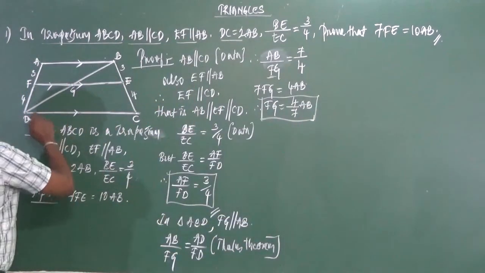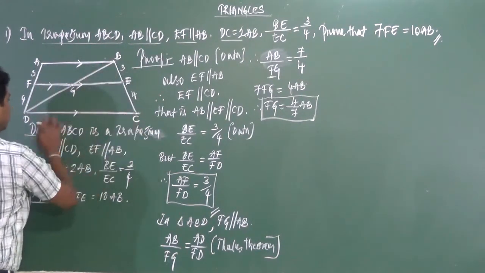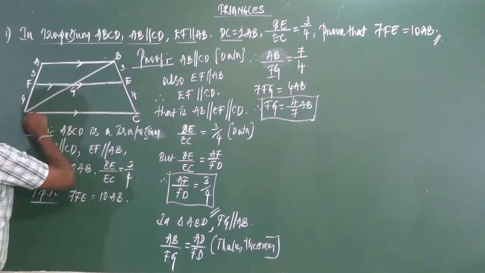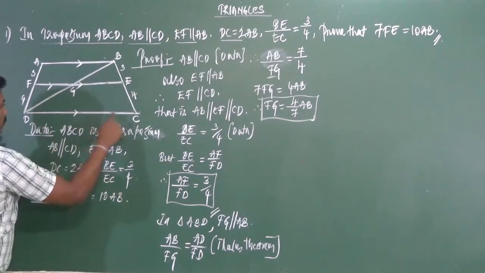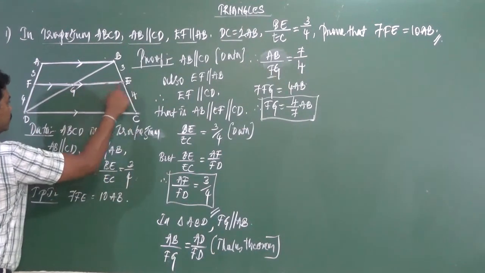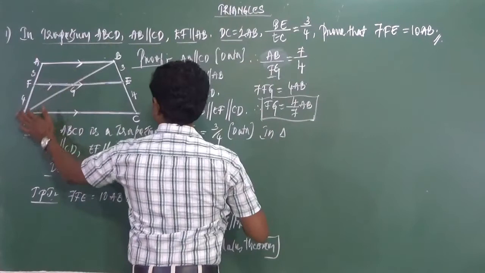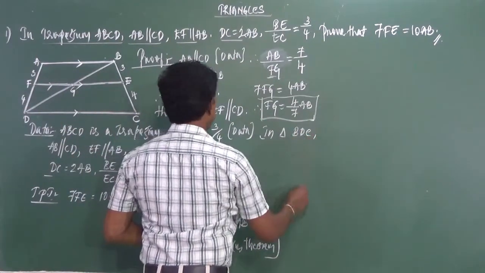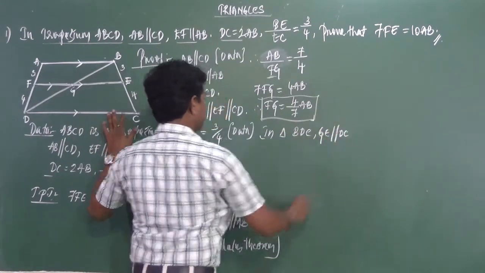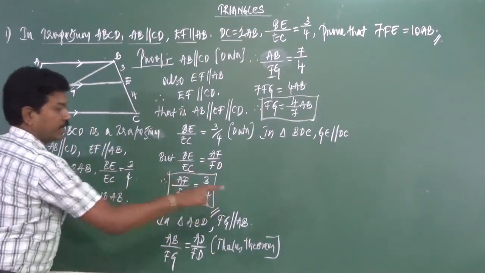Right? Now, after what we did with triangle ABD, the same thing we are going to do with triangle BDC. That is this triangle. In triangle BDC, GE is parallel to DC, because EF is parallel to DC, and a part of it is GE, so therefore GE is parallel to DC. In triangle BDC, GE parallel to DC, so we will apply Thales theorem corollary 3.